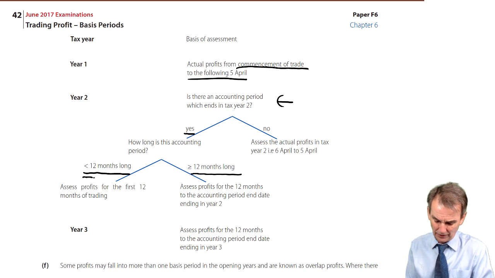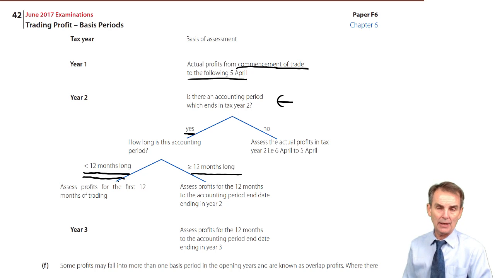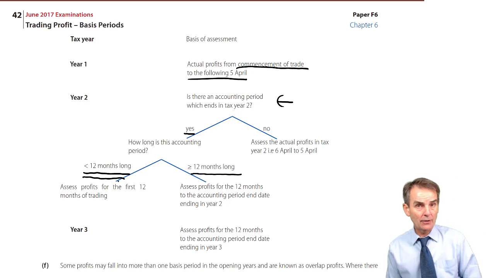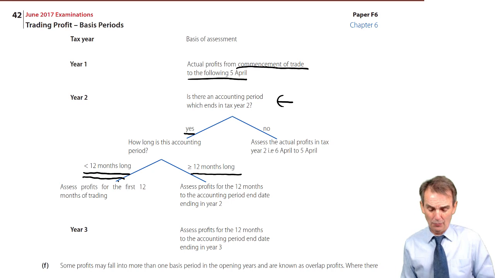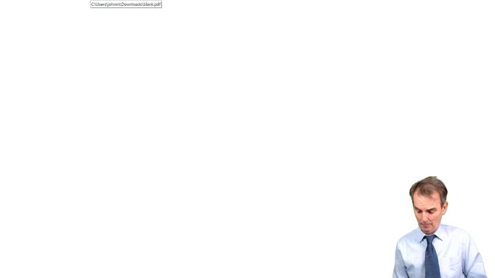Let's deal with this one first. Yes, we have an accounting period that ends in that second tax year, but it is a short period that ends in that second tax year. We need, of course, to stop just talking about the rules and apply those rules, for which we need an example. Okay, make a note of the following information, please.